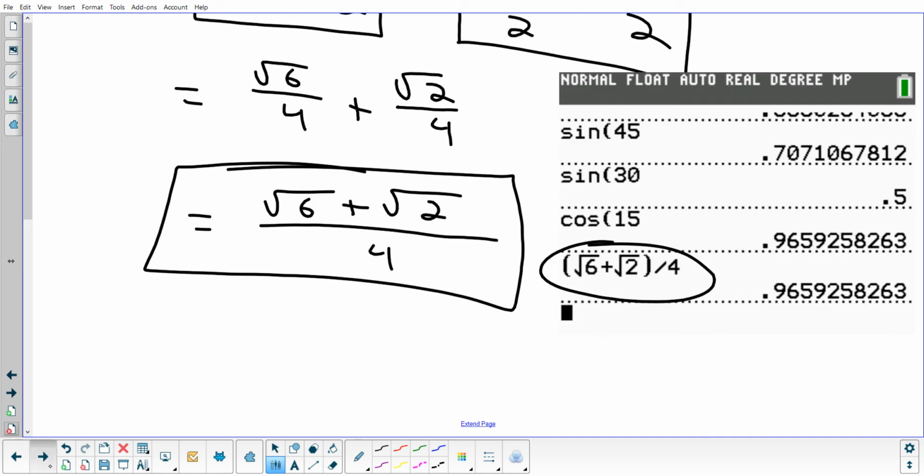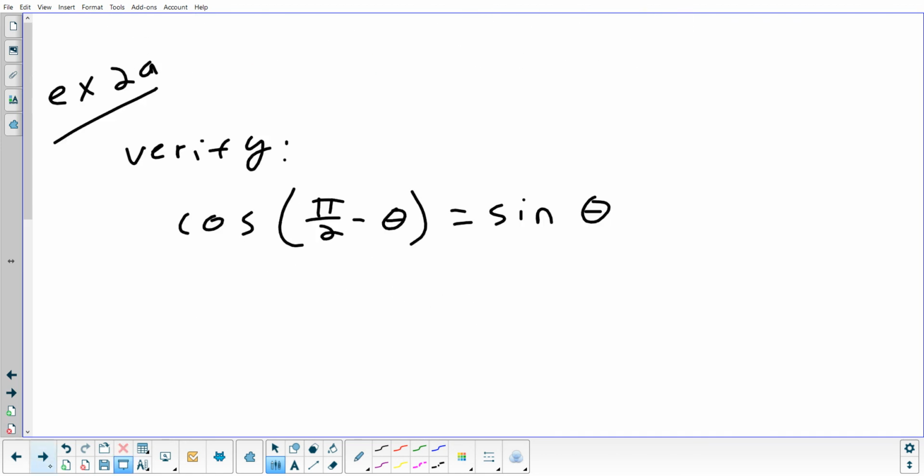All right, so that's the exact answer for cosine of 15. Now, let's do something that's much more significant, and that's actually using the identities to prove something. The nice thing about proving something with a sum or difference identity, compared to the ones you did last week, is you don't really have many paths you can choose here. You really only have one thing you can do.